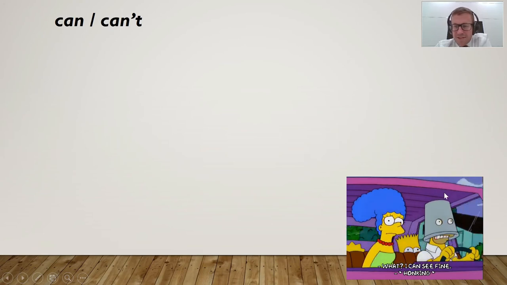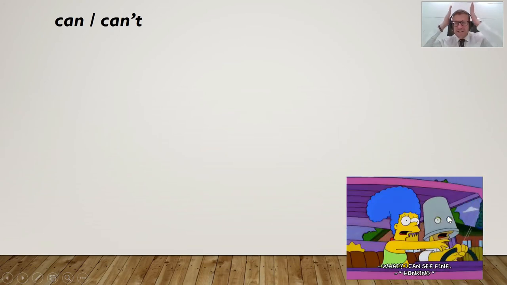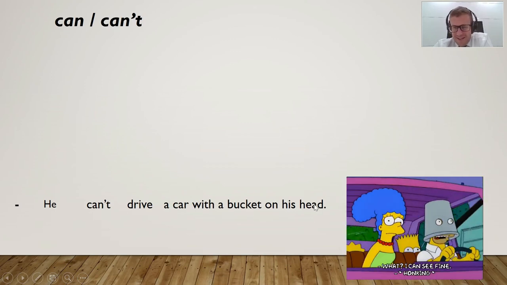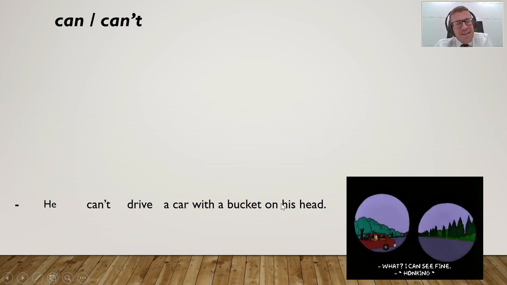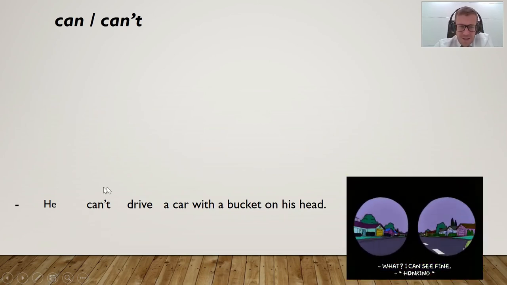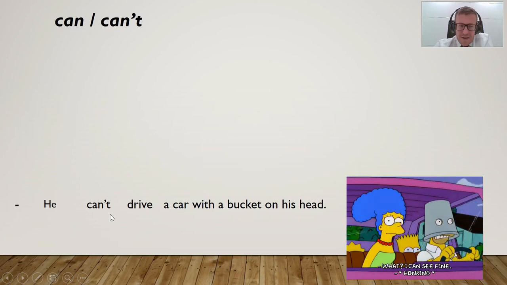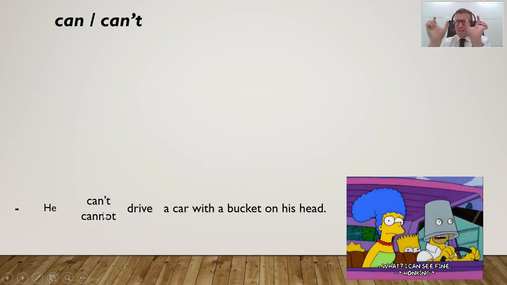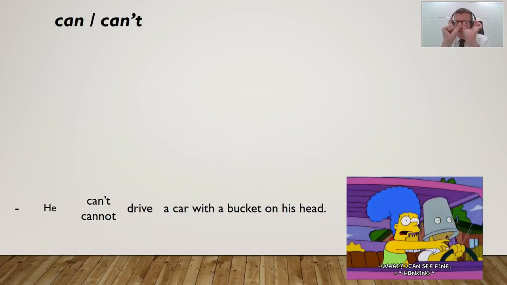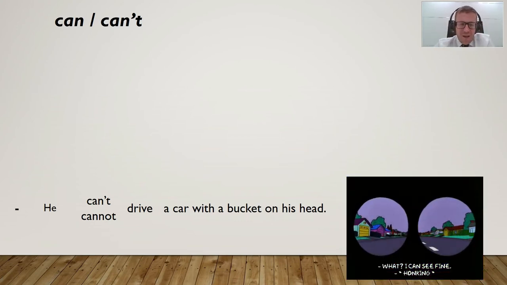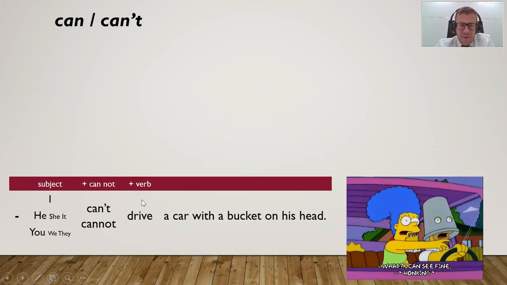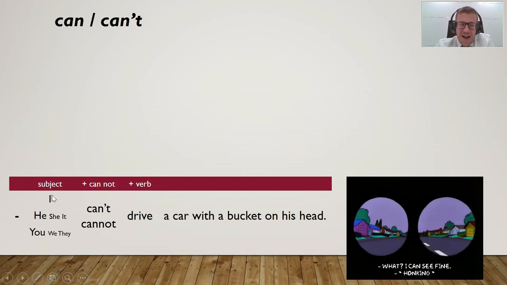Let's look at the negative. So here we have the same guy and he has a bucket on his head. He can't drive a car with a bucket on his head. So he can drive a car, but with a bucket on his head, he can't. So this is the word we say, can't. You can also say he cannot drive a car. Notice not and can go together. It's better to put these words together. He cannot drive a car or he can't drive a car. Subject, cannot, plus verb. And the same like the positive, I and you is the same structure.